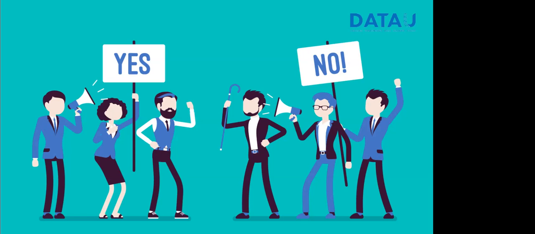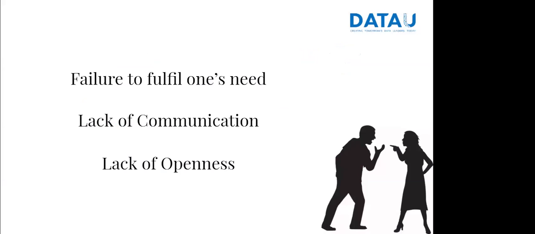Okay. All right. So here are the main three reasons why conflicts happen. First, failure to fulfill one's need. It means that I need something and you cannot give that thing to me. And I start to believe that, okay, you don't care, or you are not my friend. We are not friends anymore. That's why you cannot fulfill my need.